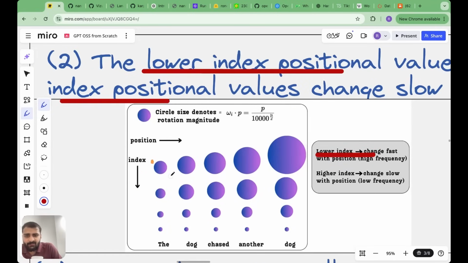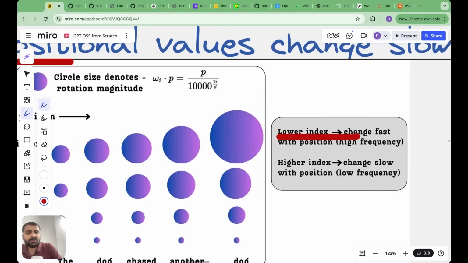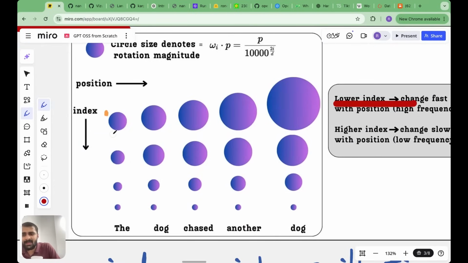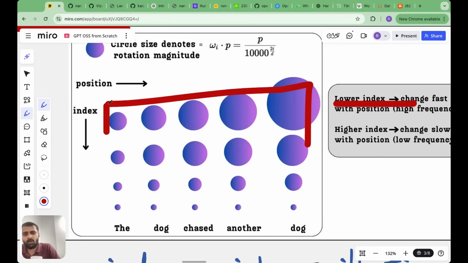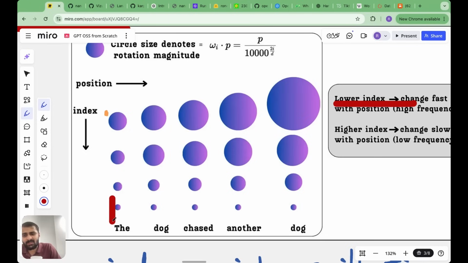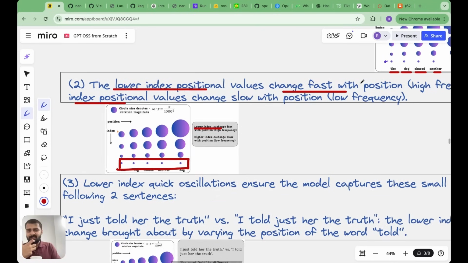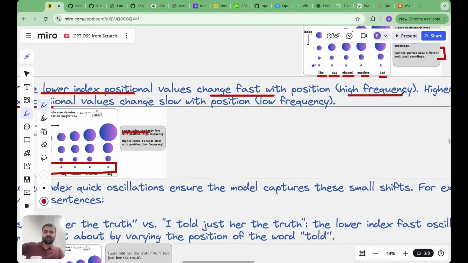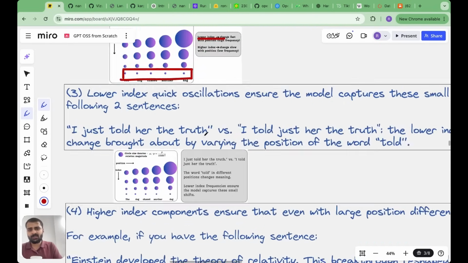One thing to note here is that if you focus on position number, the lower index changes fast with position. If you look at index number one and see how it changes with position, it changes fast, right? Quickly, you can see the circle size increasing here for lower indices. But for higher indices, you can see that most of the circle sizes remain the same. So the key thing to note is that lower index positional values change fast with position, so they are called high frequency oscillations, and higher index positional values change slowly with position, so they are called low frequency oscillations.